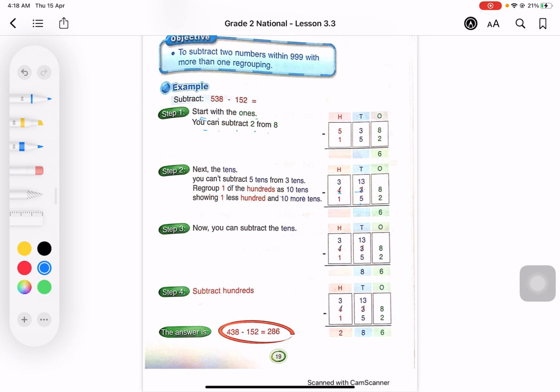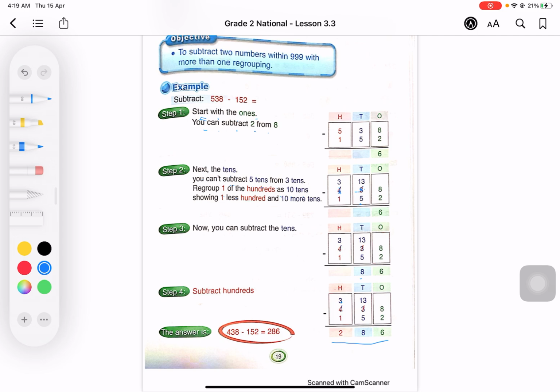I will regroup 100 as 10 tens and add it to the tens, so the tens will be 13. Now 13 minus 5, the answer is what? 8. Now I can subtract the hundreds. The hundred was 5, it becomes 4. 4 minus 1, the answer is 3. So what is the final answer in this question? 386. This is the difference.